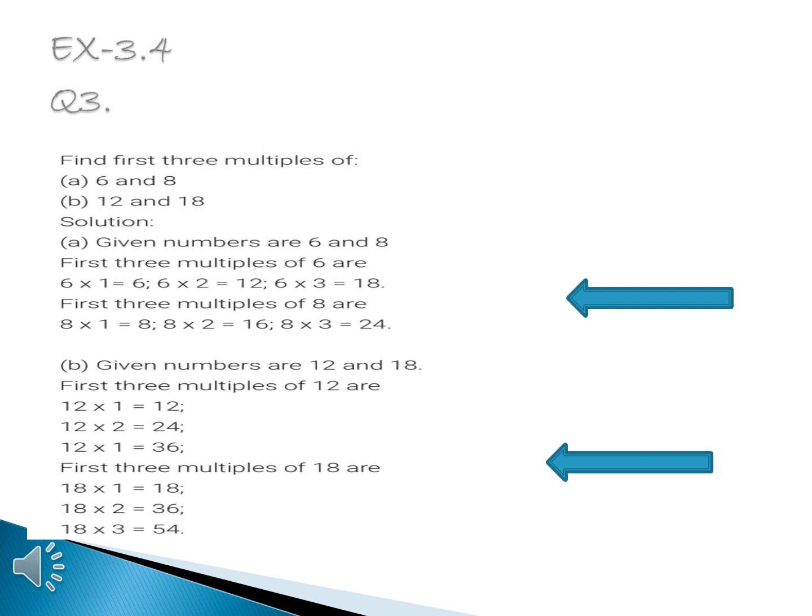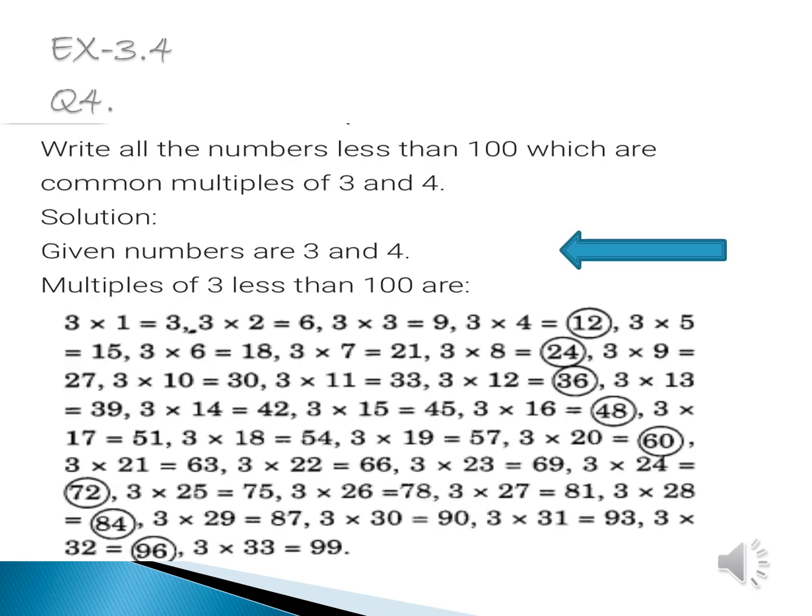Fourth question, write all the numbers less than 100 which are common multiples of 3 and 4. So what do we have to do here? We have to find out the numbers less than 100. Also, they have to be common multiples of 3 and 4. So we are going to write down the multiples of 3 and 4 till 100. And then we have to find out the common multiples, right? So here is the list of the multiples of 3 less than 100 in front of you, and I have circled few numbers. Now let us see the multiples of 4 less than 100 first of all.